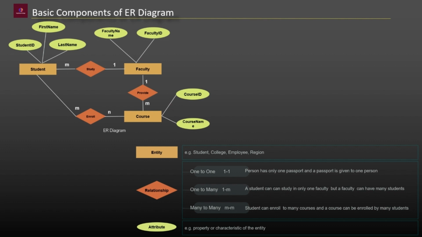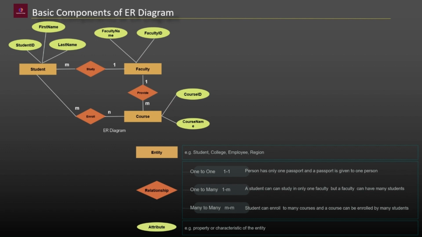And the last one is the one to one relationship. Theoretically, when a single instance of an entity is associated with a single instance of another entity, that is called a one to one relationship. For example, a person has only one passport and a passport is given to only one person. So the relationship is always one to one.